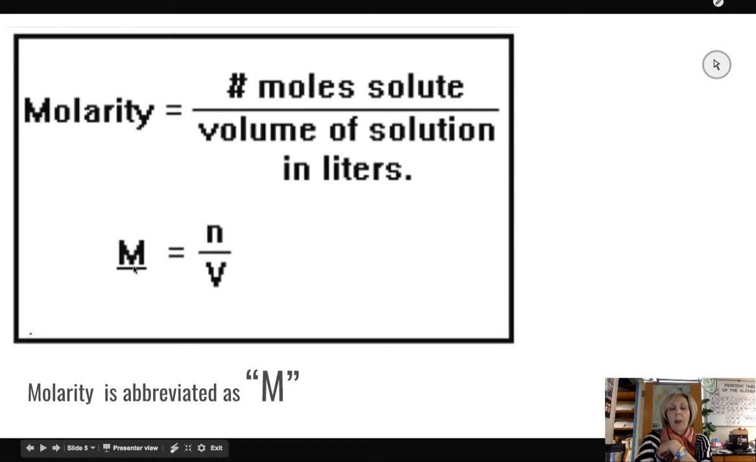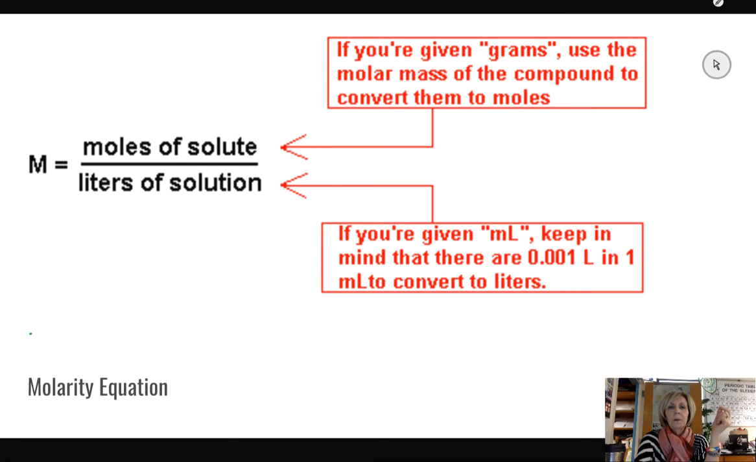It is represented by a capital M. Now students get confused because that capital M is actually representing a double unit. It is the moles of solute divided by the volume of the solution underneath, and it's abbreviated as an M. Just remember, every time you see a capital M, that is actually a double unit, representing moles divided by volume.